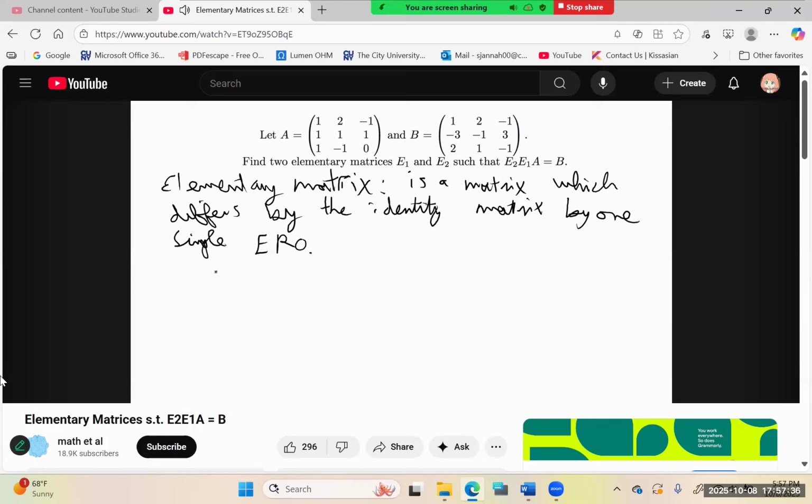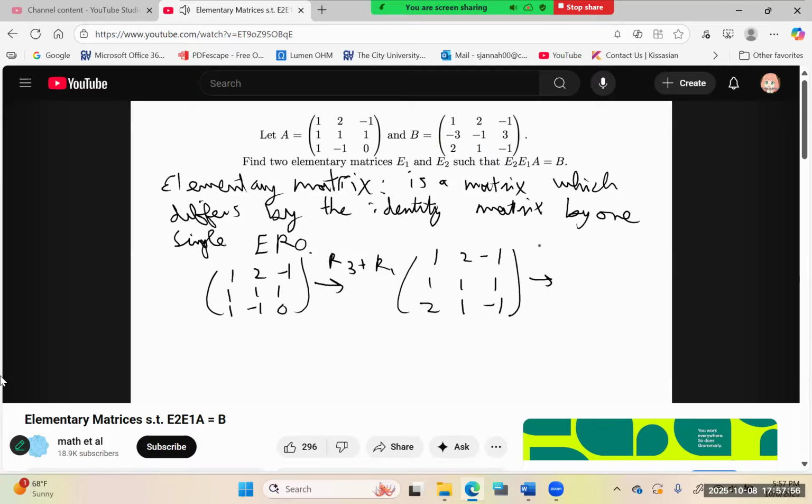So we're going to take the matrix A, which is 1, 2, negative 1, 1, 1, 1, 1, negative 1, 0. And the first elementary row operation I did was R3 plus R1. So that gives me 1, 2, negative 1, 1, 1, 1. And then for the third row, it's 2, 2, 1, negative 1. And then the second elementary row operation I do is R2 minus 2R3, and that gives 1, 2, negative 1, negative 3, negative 1, 3, 2, 1, negative 1. And so that's A, and that is B.